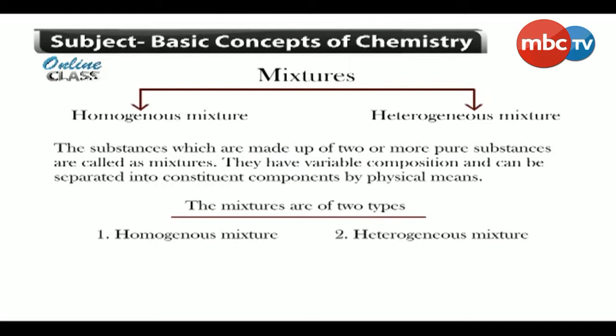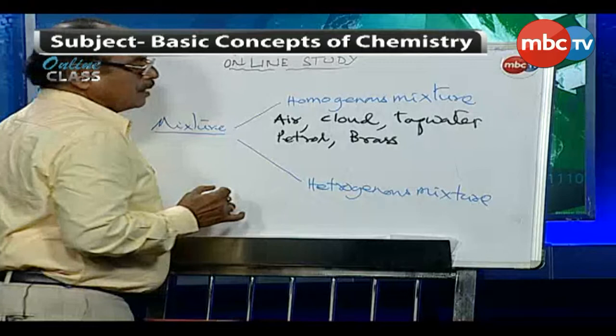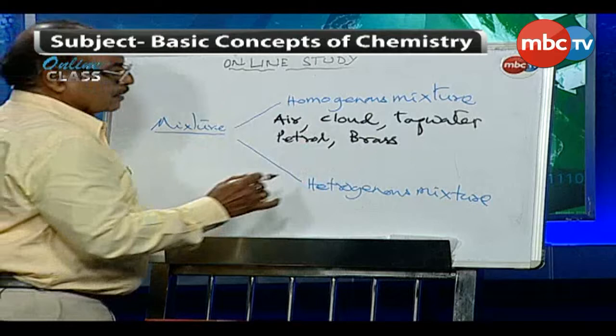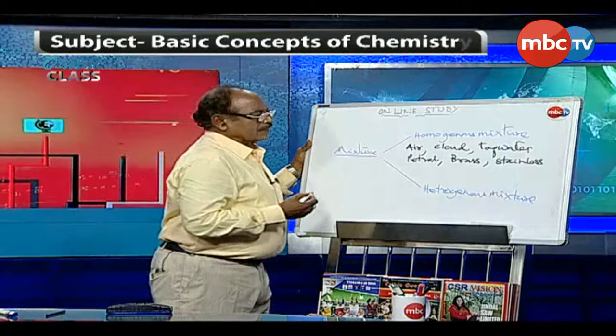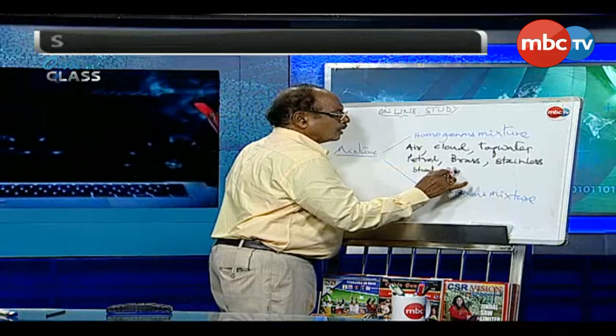If you come to a solid, we can take brass, which is an alloy of copper. Similarly, stainless steel is also a homogeneous mixture of iron and maybe nickel and carbon particles. So much so that 22 carat gold we also call a homogeneous mixture.